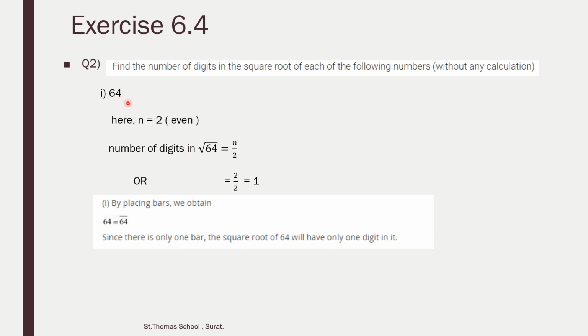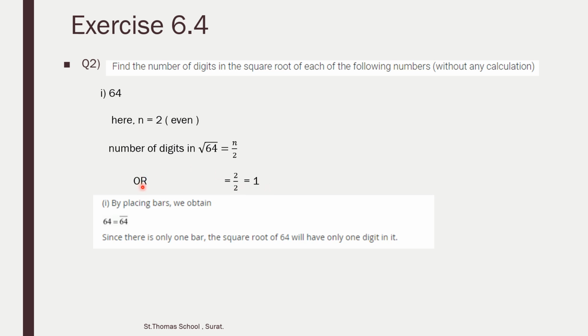First one, 64. Here n is equal to 2. So there are 2 digits in the given number. So you have to write 2 and check whether it is even or odd. 2 is an even number. So what is the formula? Number of digits in the square root of 64 is equal to n by 2. If it is odd, then (n plus 1) by 2. You have to learn the formula by heart. Now here n is equal to 2. So 2 divided by 2, that is 1.